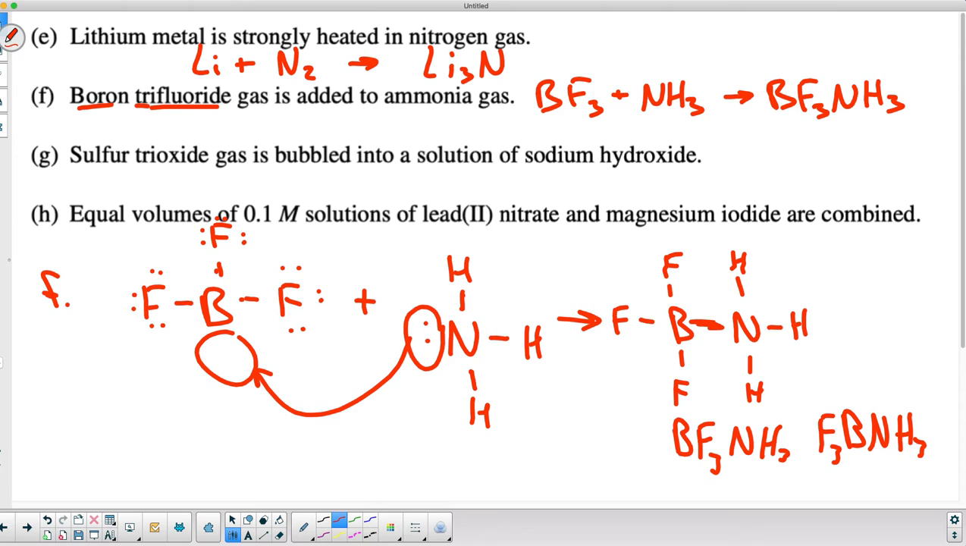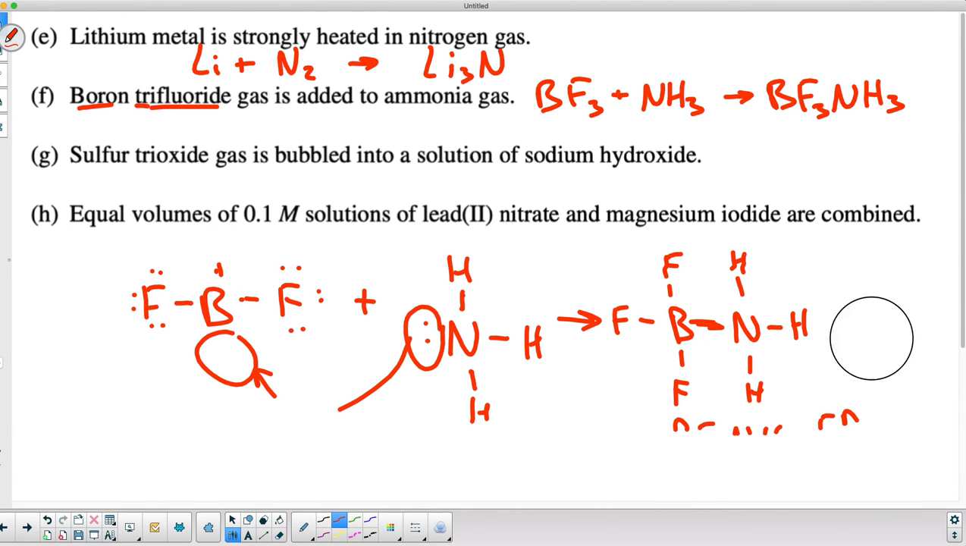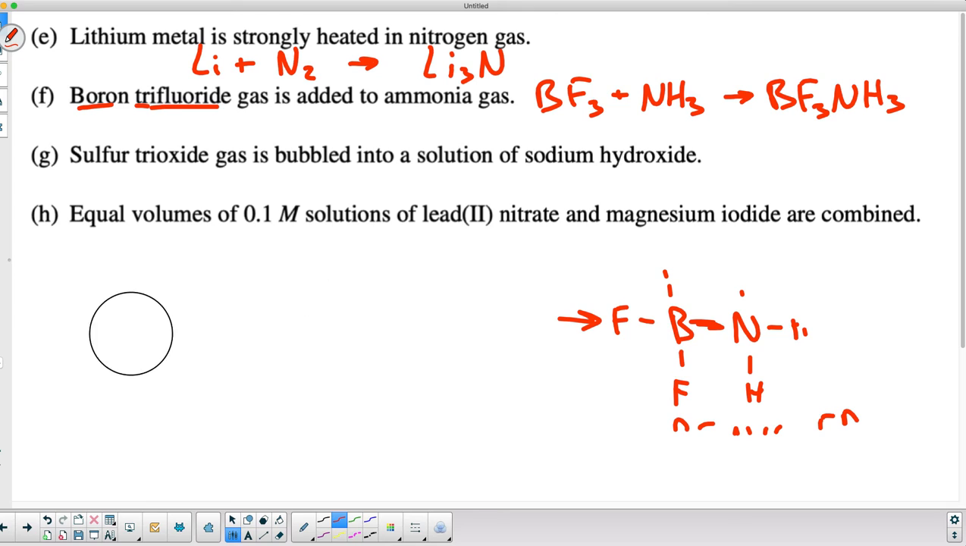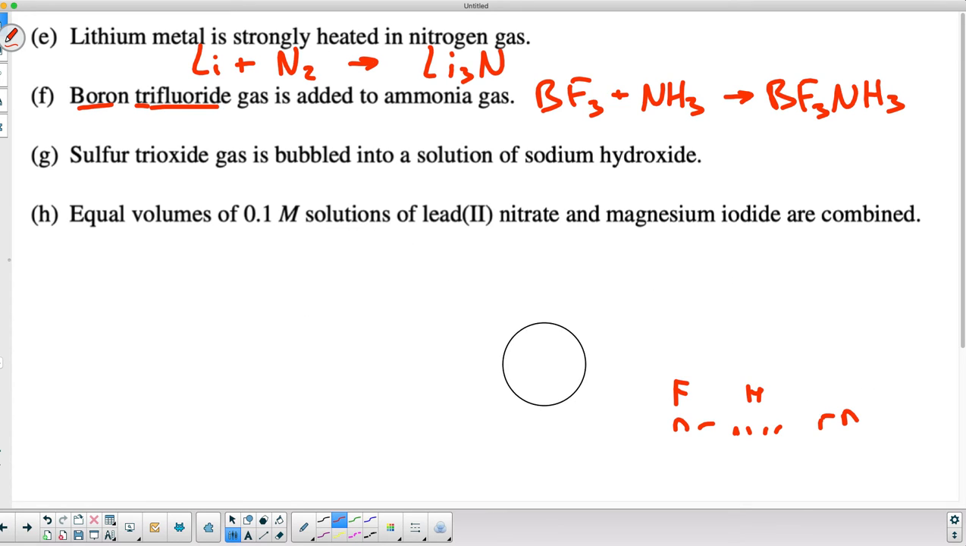Okay, let's get rid of this so we can move on. I spent a lot of time on that one because I had to actually draw the stuff. So, oh, that didn't work. Sometimes I can just erase all of it. There we go.